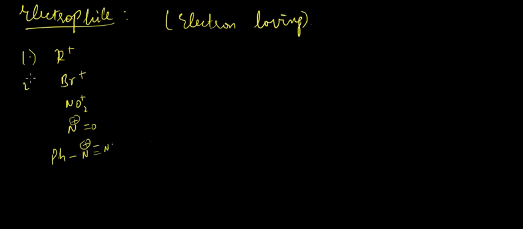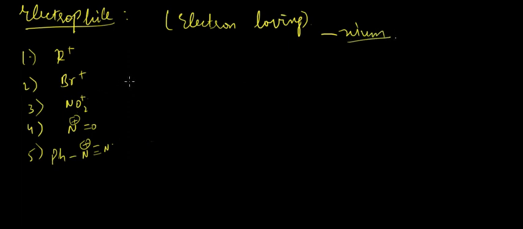Let us take some examples. This is R plus, Br plus, Na plus, NO2 plus, NO plus, or this one. So their names would be, just add -nium to their names.